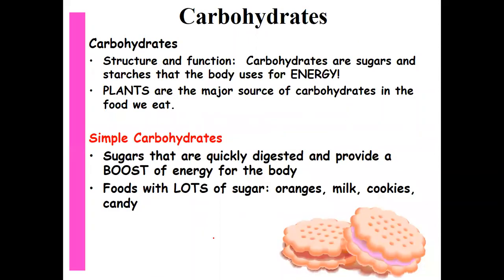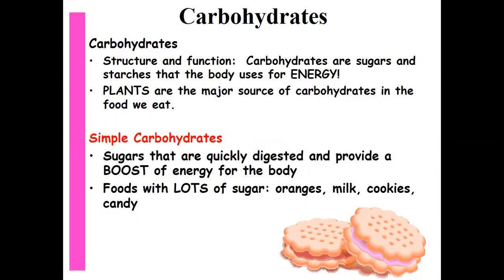So now let's talk about the carbohydrates: the structure and function. Carbohydrates are sugars and starches that the body uses for energy. So the major source of energy for every living thing is carbohydrate. The major source of carbohydrate is plants, and it is found in the food we eat.